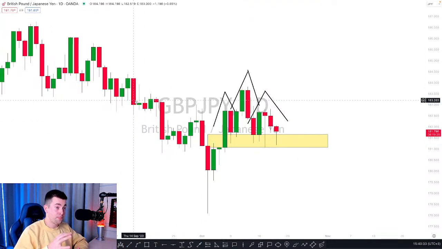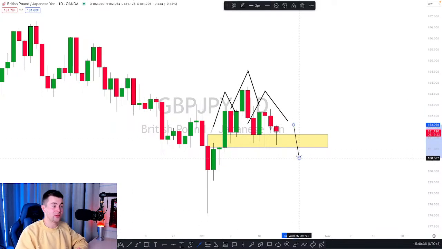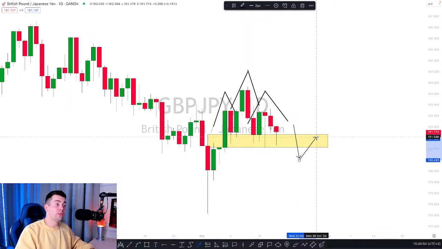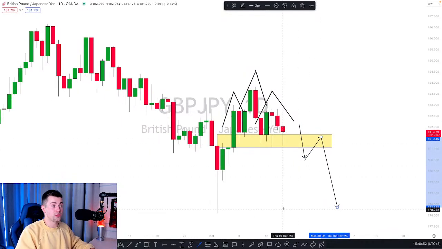So a bearish breakout of the neckline of that head and shoulders pattern will be a very strong bearish signal for you. Yes, it will be a very strong bearish confirmation that will push the prices much lower.